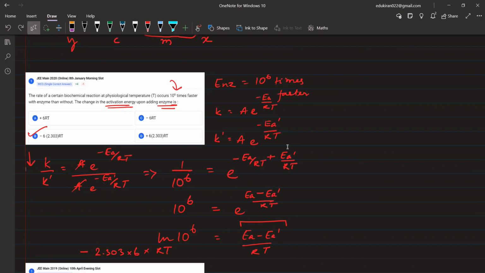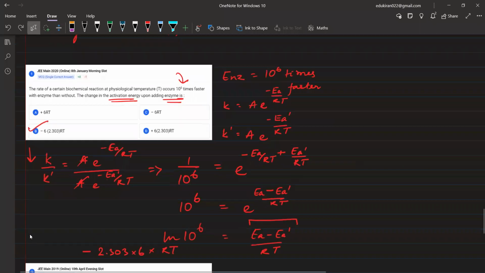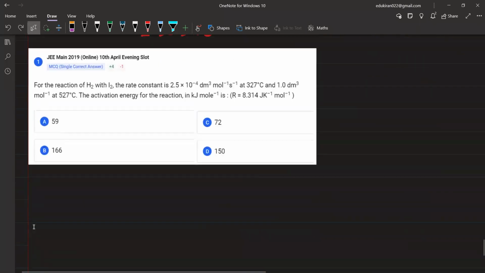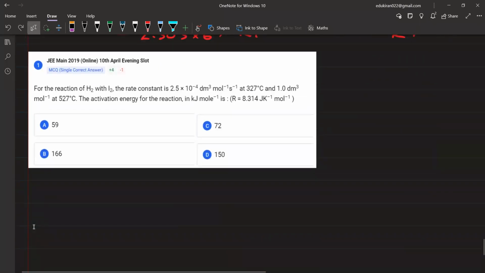Yes, sir, done. Right, this last question. They're given the rate constant, the temperature. You have to calculate the activation energy.